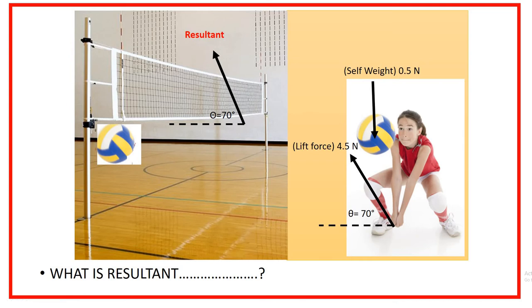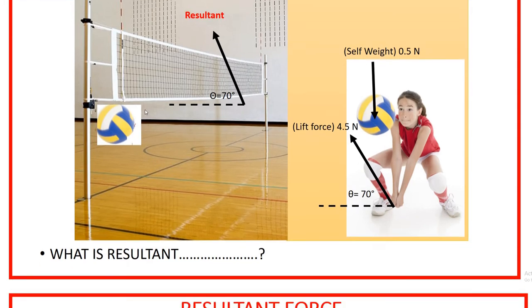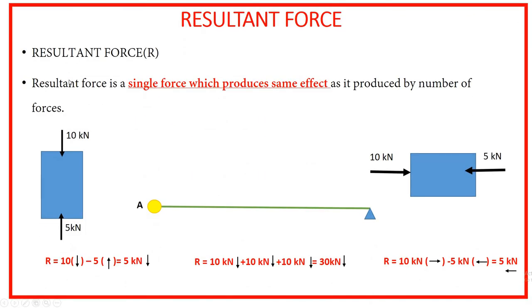It is a single force, right? And it is replaced by two forces. One is self-weight, another one is lift force, right? So the resultant is a single force, and you can replace the same by a number of forces, right? Now next example. Resultant force is a single force which produces the same effect as that produced by a number of forces, right?